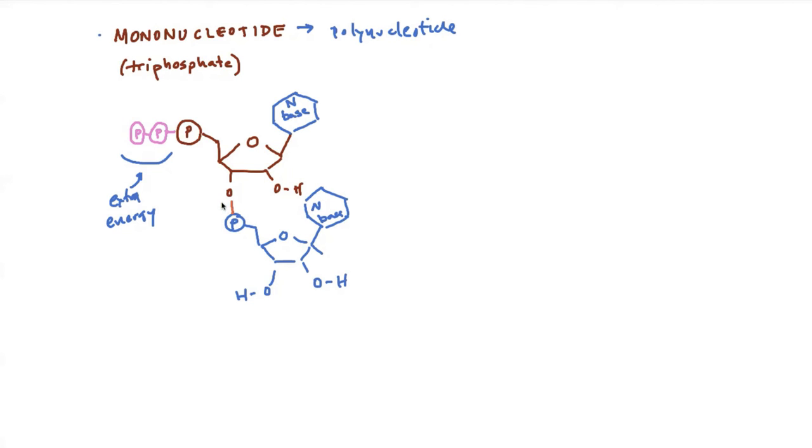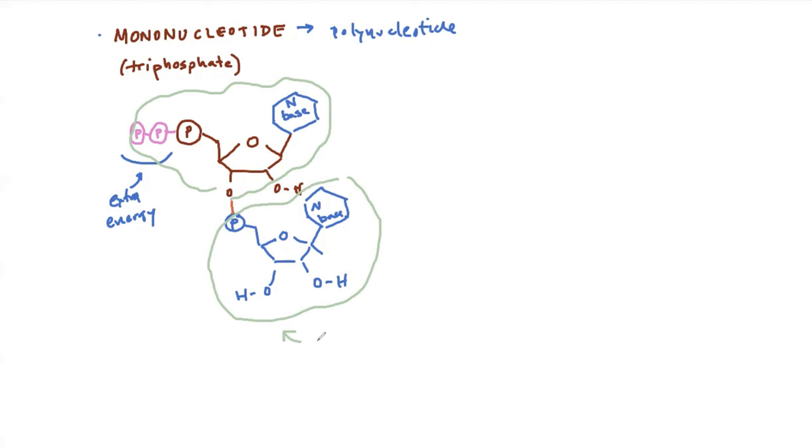This up here is mononucleotide one. This over here is mononucleotide two. And we could basically add mononucleotide 3, 4, 5, 6, 7, 8, all the way up to 6 billion. And that's what's required in order to make a polynucleotide like DNA from mononucleotide triphosphates.